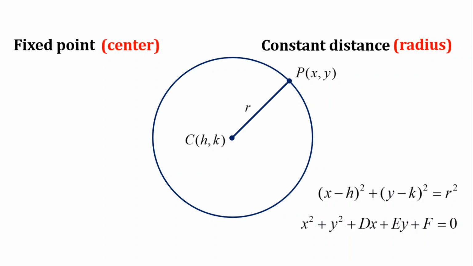So always remember that everything that revolves around from the center to the P, or the x and y coordinates, its distance is fixed. When we talk about fixed, so it is equal from all sides.